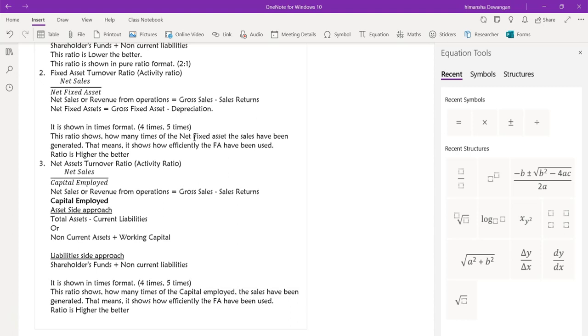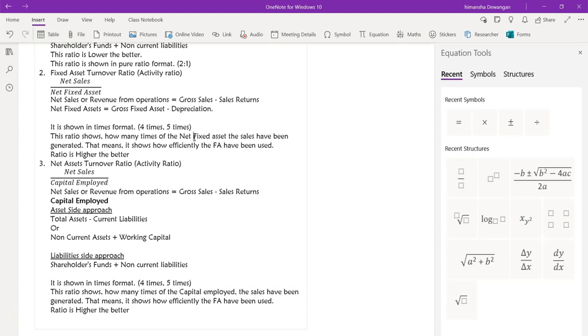We can even compare our last year's financials and this year's financials. Last year we had this much capital employed and we had achieved this much turnover. So if our ratio has increased, that means our efficiency has increased. Is that correct? If last year my capital employed ratio was 5 times and this time it is 7 times, that means my efficiency has increased. Is that right? Yes, ma'am. And vice versa, if last year we had 5 times and this year it has fallen to 4 times, that means our efficiency has decreased, right?